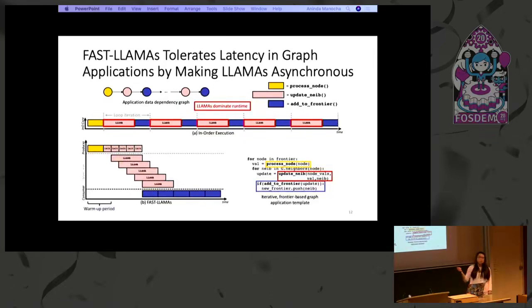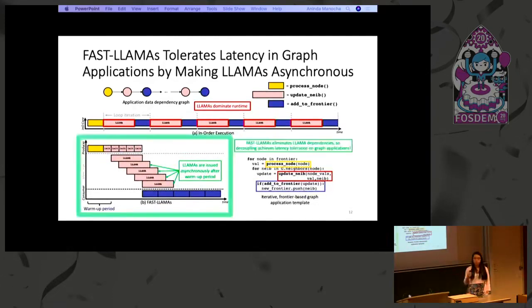So there's a warm-up period again where the producer needs to gain its initial run ahead, but then it can continue from there. And the llamas are asynchronously issued after this warm-up period. And as a result, the consumer is never stalling waiting for these llamas. And FastLlamas is able to tolerate memory latency.